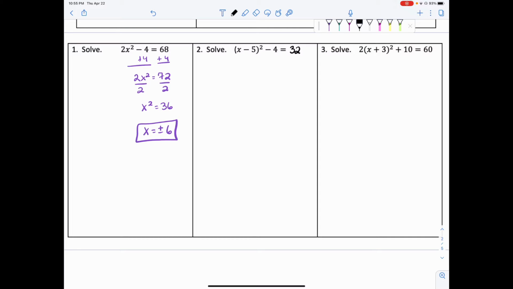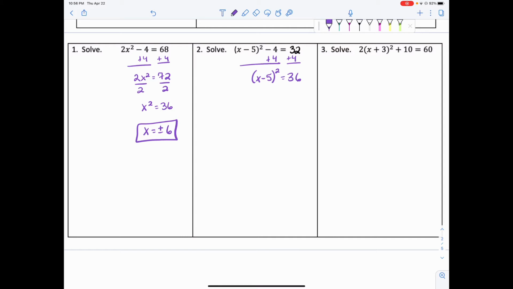Okay, so if we look at number 2, our first job is going to be to get that squared piece by itself. We need to isolate it. So the first thing that we need to do is to get rid of the minus 4. So we're going to add 4 to both sides. And when we do that, we get the quantity x minus 5 squared equals 36.